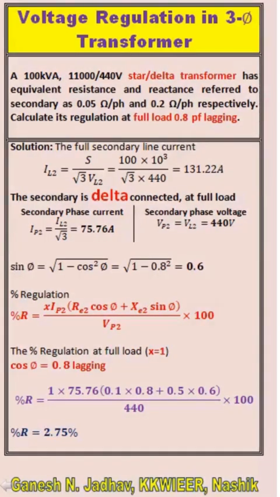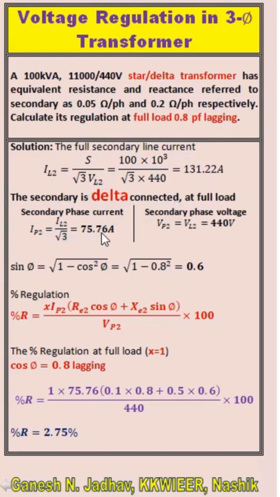Let's determine the voltage regulation in a three-phase transformer. In this case, the transformer is given as star-delta and the loading condition is full load, 0.8 power factor lagging. So first determine the secondary line current, as the resistance and reactance are referred to the secondary side. So IL2 is determined using this formula. As the secondary is delta connected, the secondary phase current is equal to line current upon root 3.